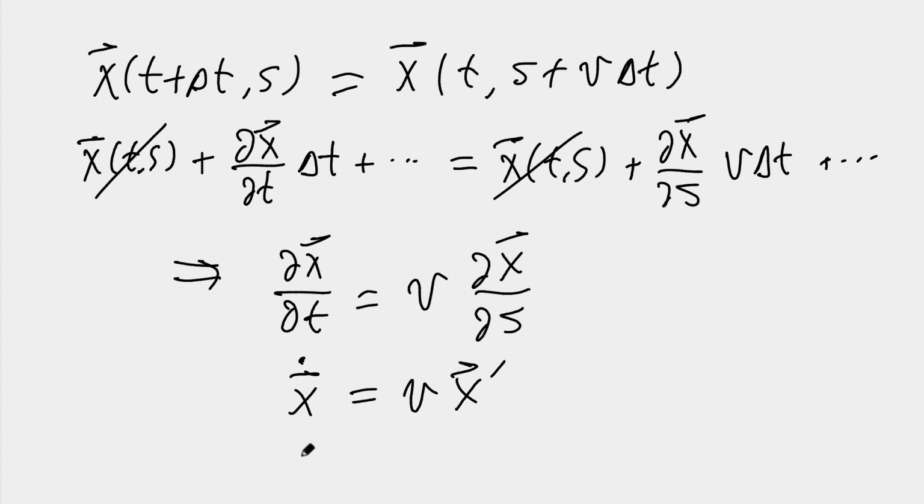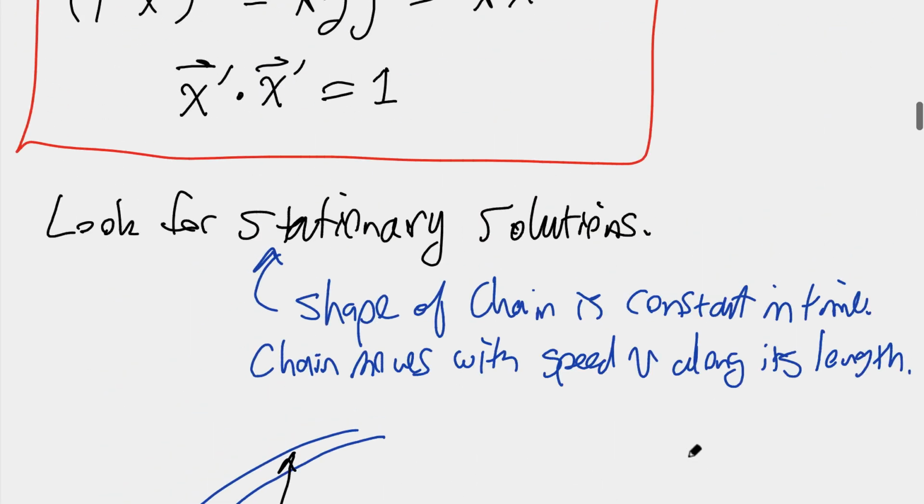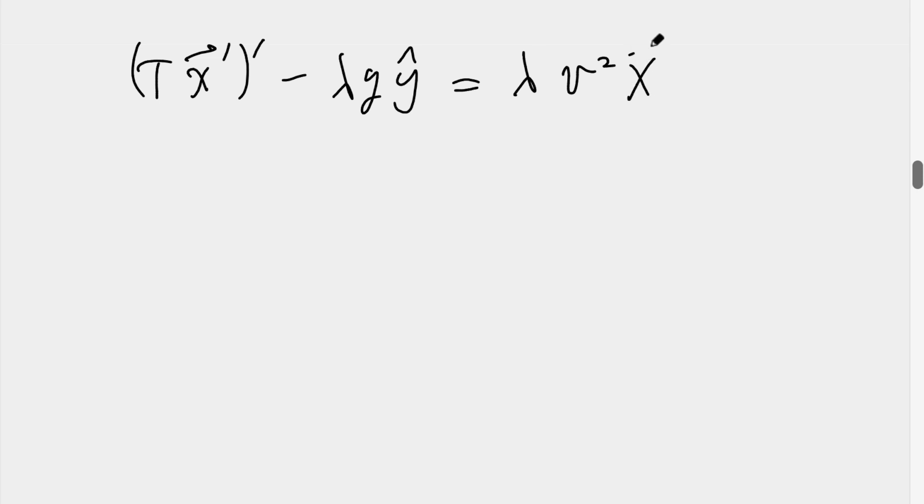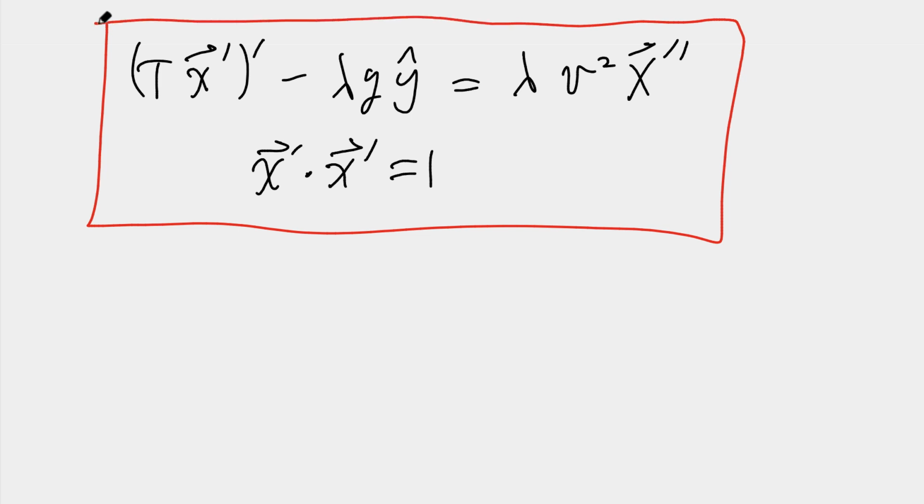We can differentiate this equation with respect to t, so on the left-hand side we have x double dot, and on the right-hand side we have x prime dot, but x dot is v times x prime, so this is just v squared times x double prime. And now we can use this result to replace the acceleration in Newton's second law, and we have the following result. T times x vector prime, quantity prime, minus lambda g times y hat equals lambda v squared times x double prime, where x prime is a unit vector. These equations describe a stationary solution for the chain.